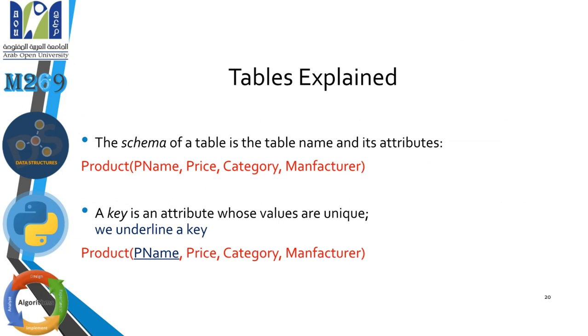In this schema, we mention the name of the table, and here the names of the attributes. We have 4 attributes. Sometimes you need a primary key, which indicates that this field must not be repeated. It must be a unique value in this field. So you underline the name of the field. It might be the name, the price, the category, or whatever. Underlining the name of the attribute means you are considering this attribute as a primary key.